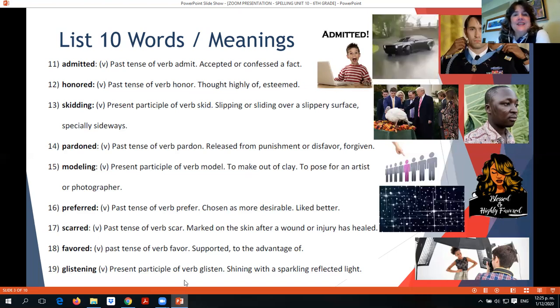19, glistening. Glistening is the present participle of the verb glisten, and it means shining with a sparkling reflected light, like the stars on this image, all right?